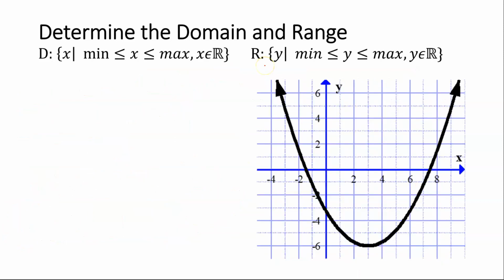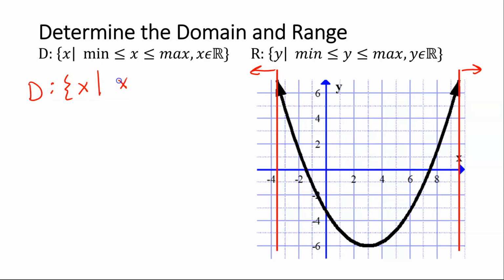Okay. Domain. Look from left to the right. Well, look, those arrows point forever. They're going forever to the left and forever to the right. So that domain is covering everything. x is all those real numbers.